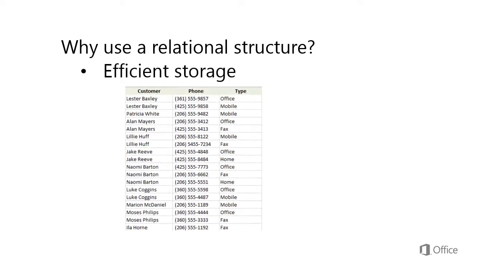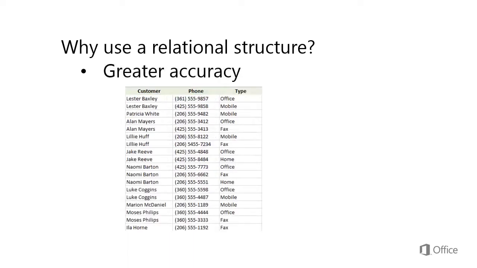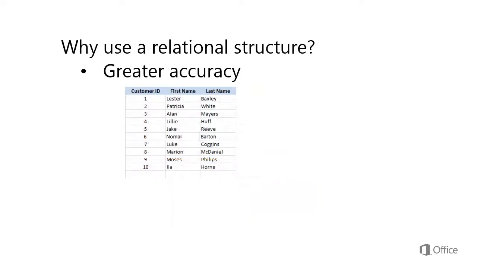First, storage is more efficient. Do you see how often names are repeated here? In a relational structure, you enter most of your data once, and that can save you a lot of space. Relational structures also improve accuracy. When you enter data more than once, you run the risk of making errors. As an example, look what happens if you misspell Naomi Barton's name. That phone number becomes harder to find, and if you have a lot of data, you may never find the mistake at all. But because you enter most of your data once in a relational structure, you reduce the chance of error, and if you make a mistake, you only have to fix it in one place.